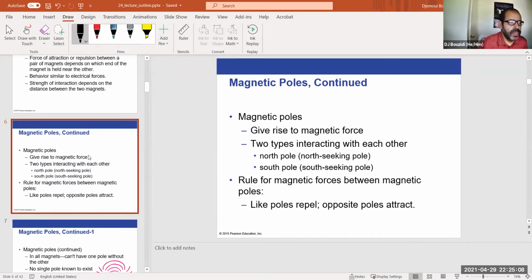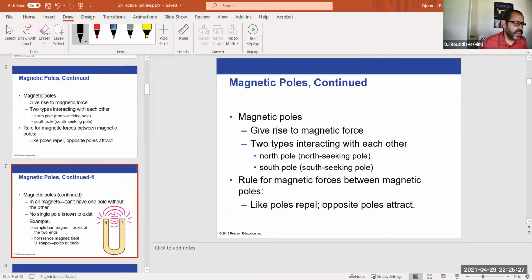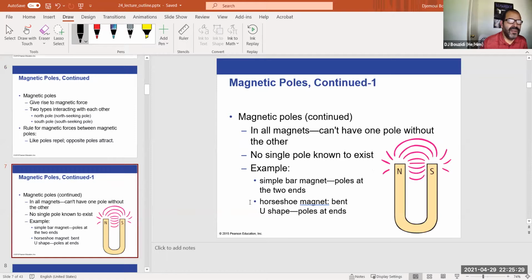So magnetic poles, again, give rise to magnetic force, with two types of interaction each: north pole and south pole, or north-seeking pole and south-seeking pole. Rule for magnetic force, forces between magnetic poles: like poles repel and opposite poles attract. So when you saw the demonstrations, if I have iron filings, and I do have them somewhere in here. No, that's not them. Here they are.